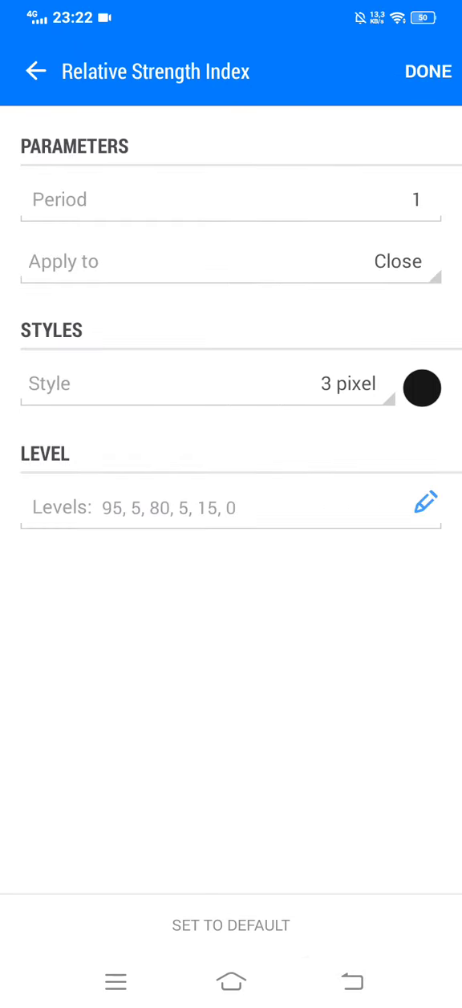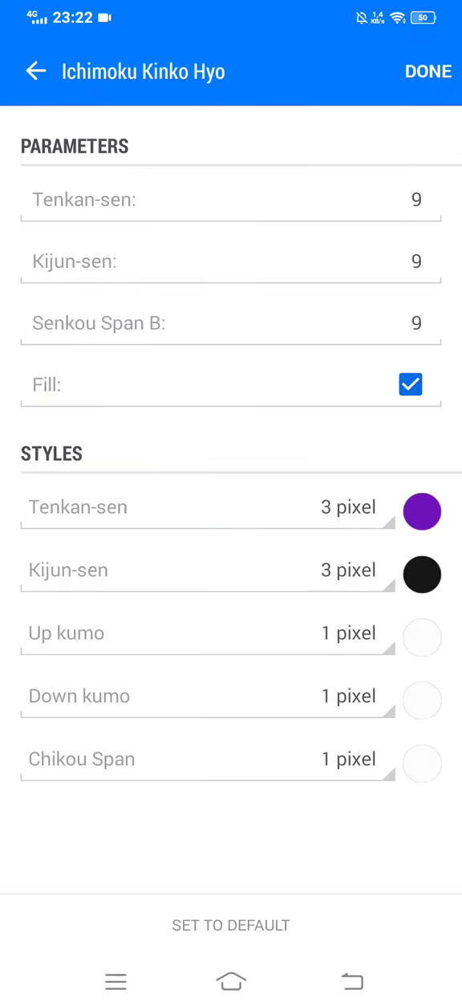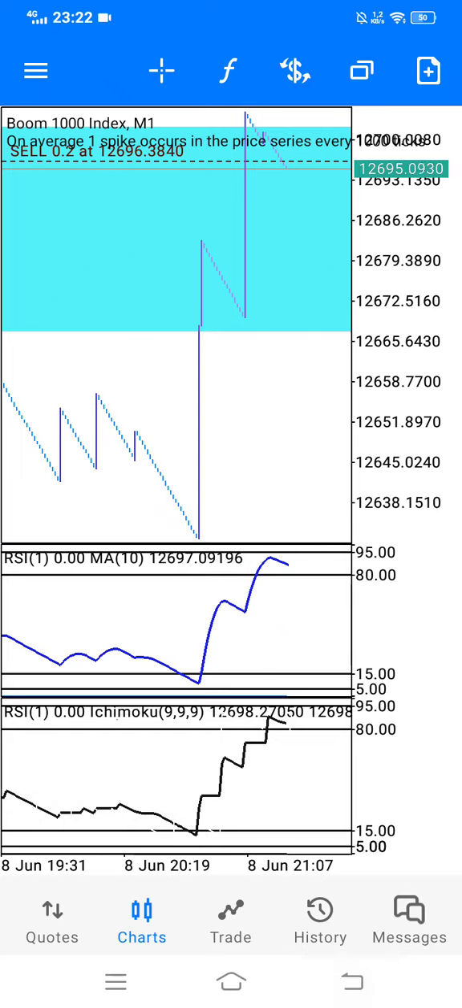And then the next indicator that we will load under indicator window 1 would be the Ichimoku, and we will see the parameters is 999, and we will check this box over here that says full. And then the only two colors we need under styles, the first one, which will be the 3 pixel, any color of your choice, and the second one will be black. And then the last three will be the color of your background of your chart. So if your chart is white, it will be white. If it's black, it will be black. Once you're done, you just click on done, and your chart should look like this.